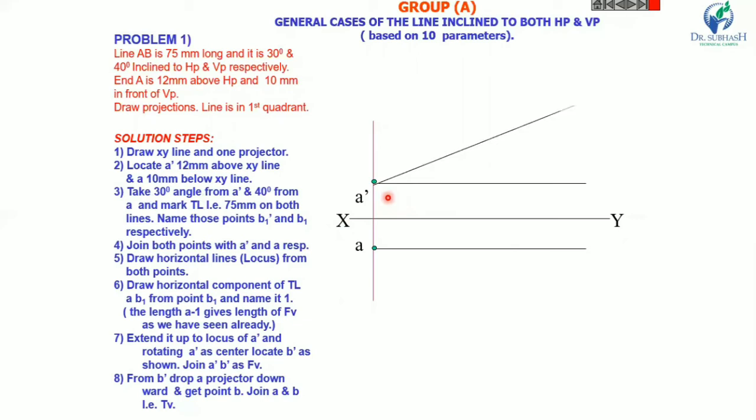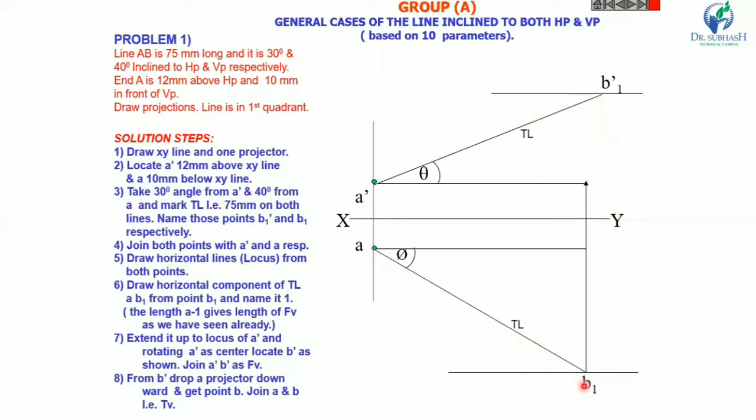Now from A dash, the length of this line is equal to 75 mm, which is the true length, at an angle of 30 degrees, which is theta. So A dash B1 dash is the true length. Similarly here, draw a line at an angle of phi, meaning 40 degrees. AB1 is also a true length. Now draw the locus of B dash and B.